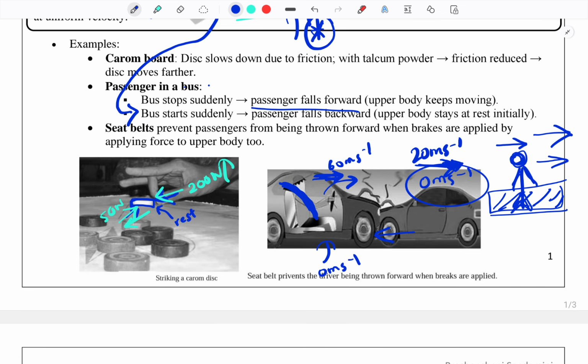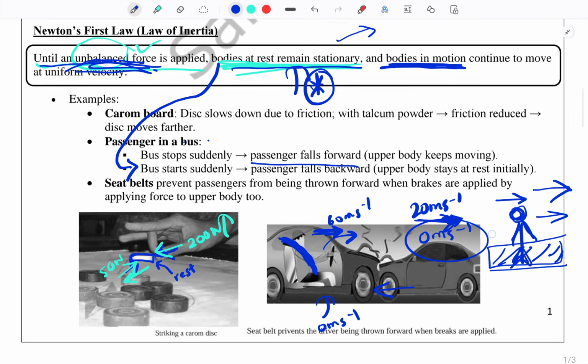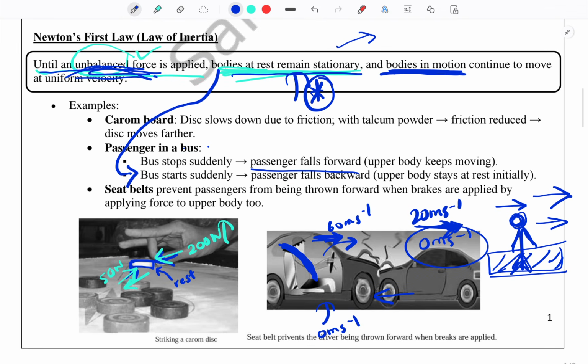What happens if you are separate from it? The motion given to you comes late. That unbalanced force comes late. Just like what was said in the first law, if you are at rest, you remain stationary, but if you are under motion, you continue to move at that speed. That's what is happening.